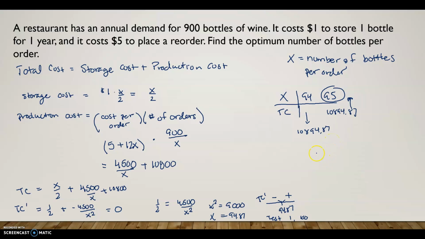And so to answer the question, find the optimum number of bottles per order. Make sure you answer it. 95 bottles of wine per order.